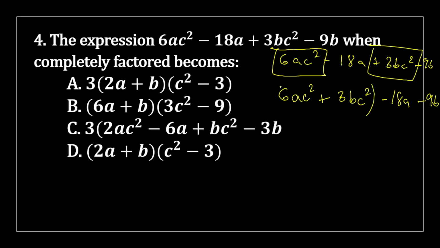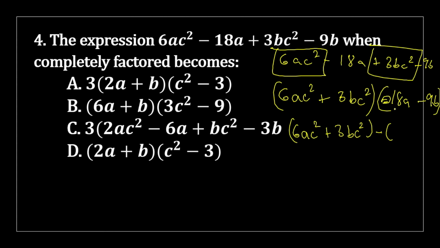I will be grouping this and I will be grouping this. And I will use the negative sign for this equation. So we have 6ac squared plus 3bc squared. Now I will divide both sides by the negative sign. So minus.